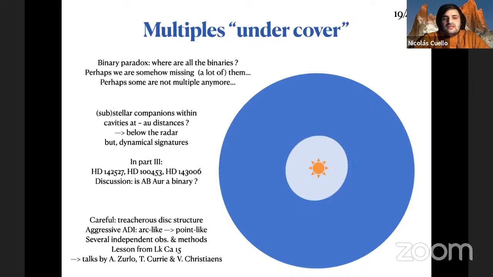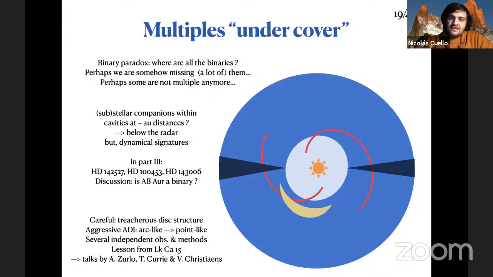In this case, what we want is to hide substellar or stellar companions within the cavities at AU distances, so they can remain below the radar or behind the coronagraph, but they still have dynamical signatures on their circumbinary disk. We're going to see a few examples in a bit, but basically, if you see this kind of structure and you see only one star, it's likely that there is a companion in there, perhaps not of stellar mass, but of planetary mass, which is shaking the disk and creating all these strange features.